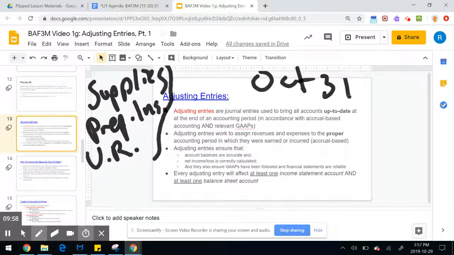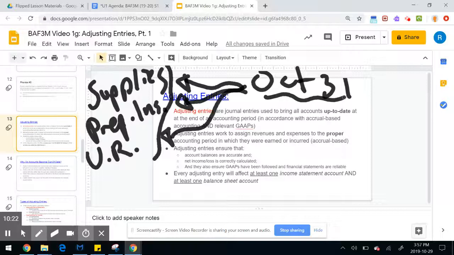If we didn't make the adjusting entries, then supplies would be overstated. It'd be too high because we actually used up a bunch of supplies. Prepaid insurance, if we just left the value of the asset at 600, it would be inaccurate because we actually used up a twelfth of it, so we only had 550 left. And unearned revenue, that liability account, we actually earned some of it back. So these adjusting entries are done to bring the accounts up to date and make them more accurate.